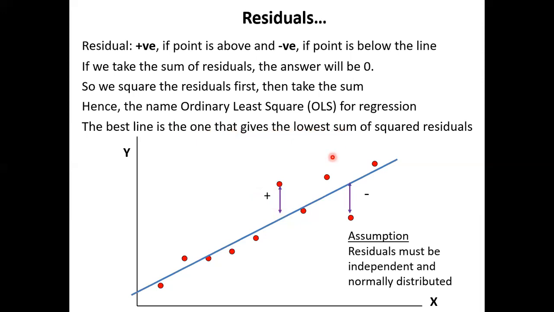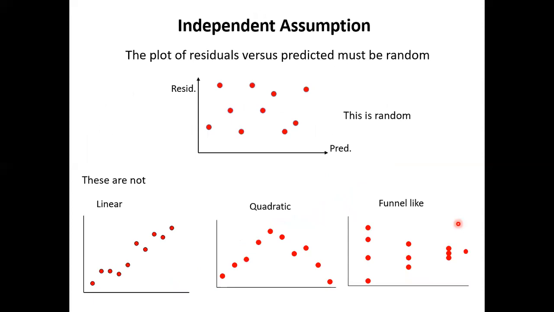Now, the assumptions on the residual: just two assumptions, they must be independent and normally distributed. Testing normality is going to come again and again in many tests. This collection of residuals must first be independent, not connected to each other, and normally distributed. So how do you test this? First assumption, independence: we plot predicted versus residual.